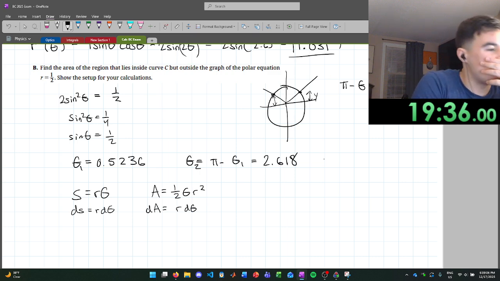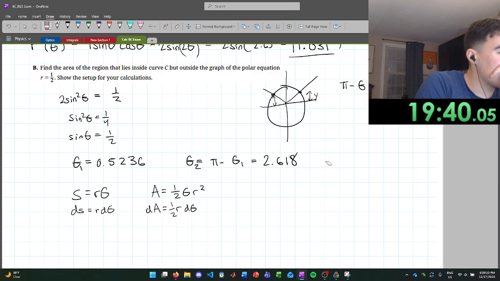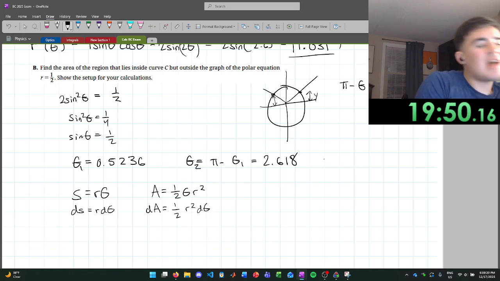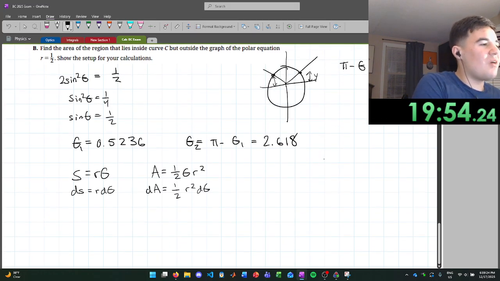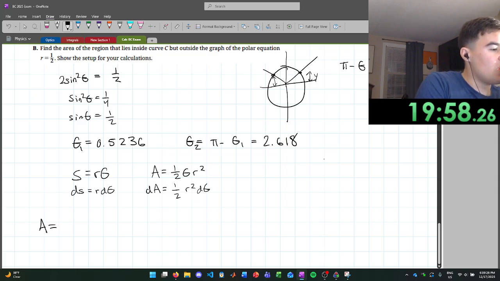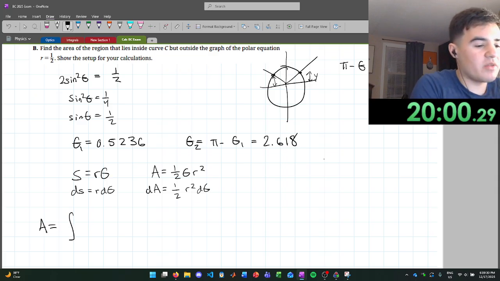There's a formula for this, you know. I think there's a 1/2 that goes here or something. I think it's 1/2 r squared d theta. That seems about right. I don't remember very much. So our region area is going to equal the integral from our two bounds, right?